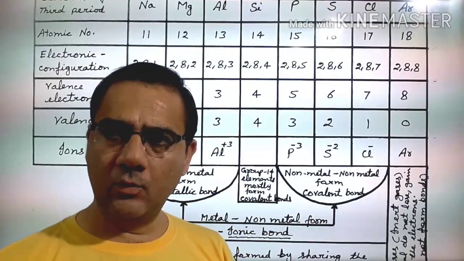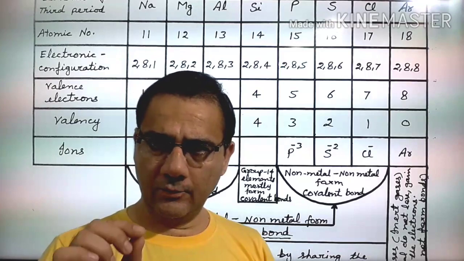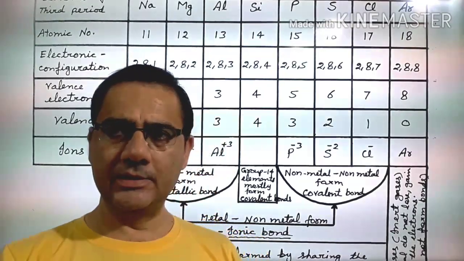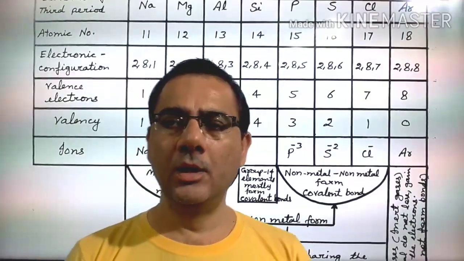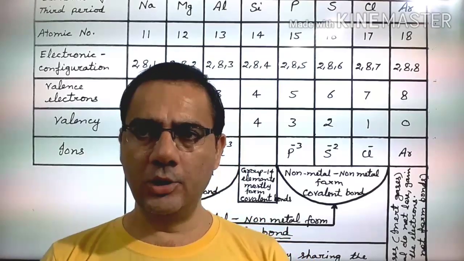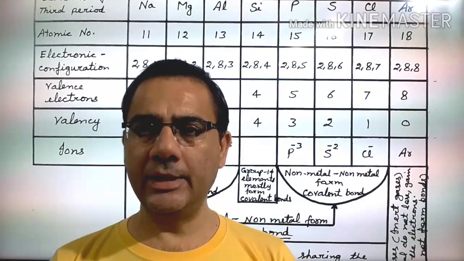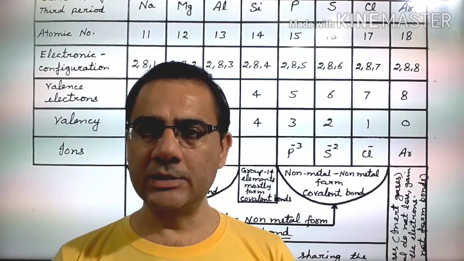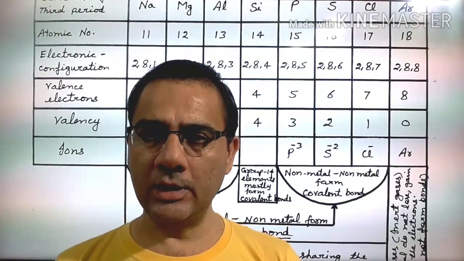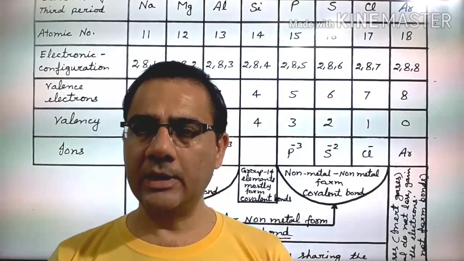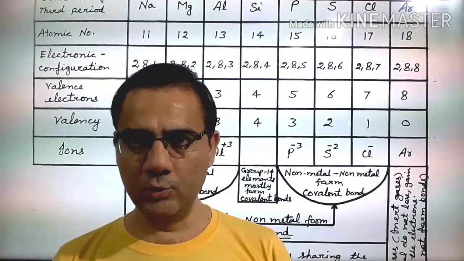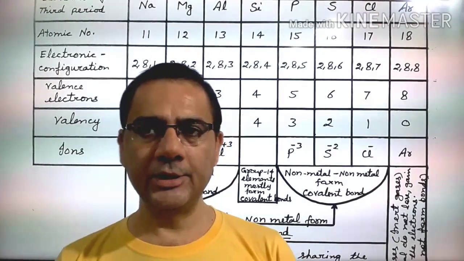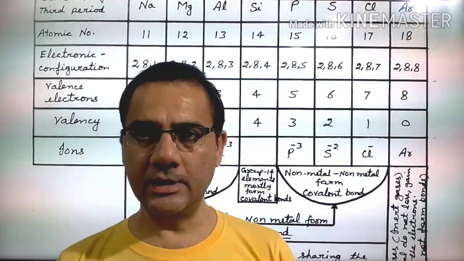Now we will study what is valency. The simplest definition of valency is the total number of electrons lost by the atom, gained by the atom or shared by the atom, that is called valency. It means for making 8 electrons in the outermost shell, whatever the number of electrons an atom loses or gains or shares, that is called valency.